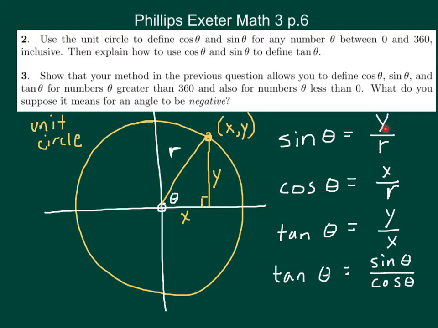Now it says show your method in the previous question allows you to find those for numbers greater than 360 or less than 0. So, well, here's the thing. These are defined from 0 to 360. That will work. What if I had an angle of 540? Would it still work? It's bigger than 360. So I think about it as we start right here. We go counterclockwise, 360. Another 180 would be 540. So really, we're just still using the same angles. It's just we can go around the circle as many times as we want.